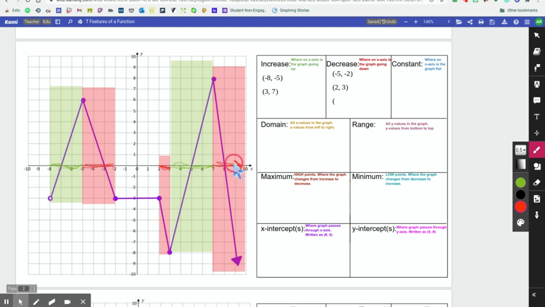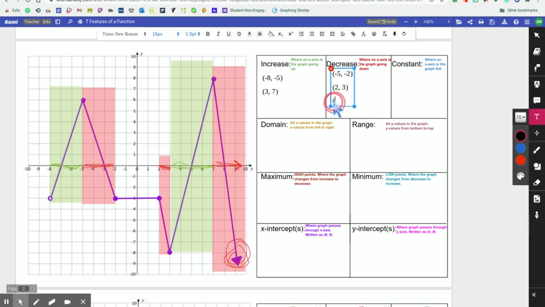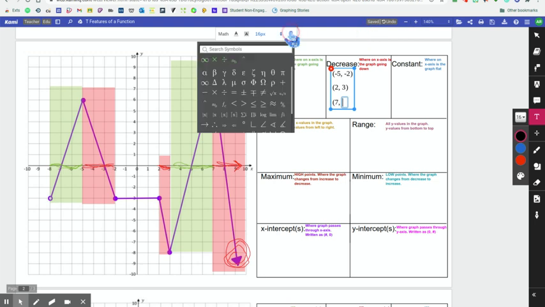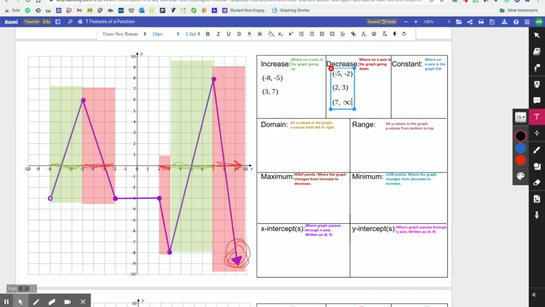Now the reason, even though my graph here stops at 10, because of this arrow, it means it is going to the right, even though it's going down as well, it is going to the right forever. And forever in math is that infinity sign. So when I write this out, it's going to be decreasing from 7 to, and I'm going to type in my infinity symbol here, to infinity. Okay. 7 to infinity.